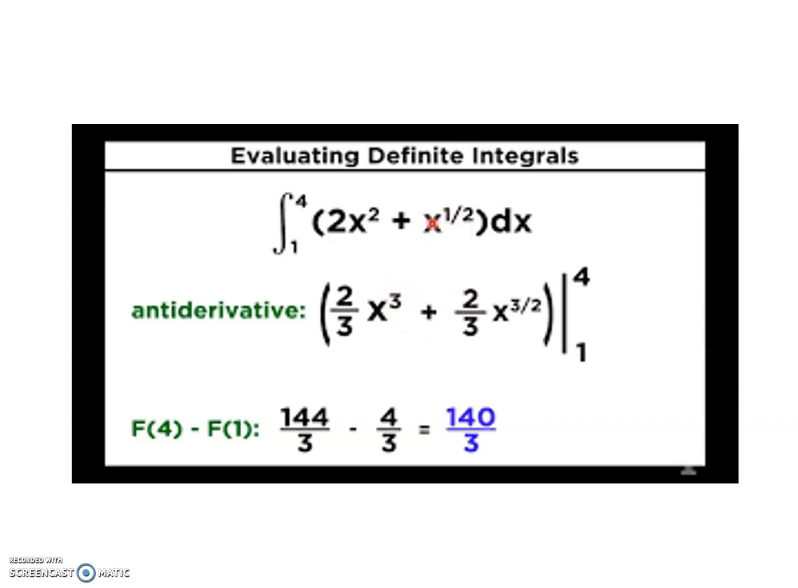Fraction is there? Does not matter. We know that the integration of x raised to m upon n is x raised to m upon n plus 1, upon m upon n plus 1. That's why 1 upon 2 plus 1 is 3 by 2. That's why 3 upon 2 in the denominator goes to the numerator. It is 2 upon 3 x raised to 3 by 2. Instead of x we have to put first 4, and then instead of x we have to put 1. So we have f of 4 minus f of 1, which is 144 upon 3 minus 4 upon 3, exactly 140 upon 3.